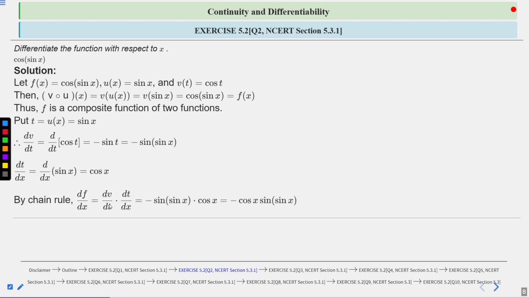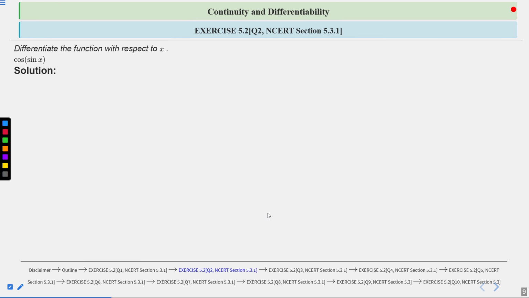So by the chain rule, what can we say? df/dx will be equal to dv/dt into dt/dx, which will be equal to minus sin x into cos x. So the final answer will be minus cos x into sin of sin x. This will be our correct answer, okay? Clear?